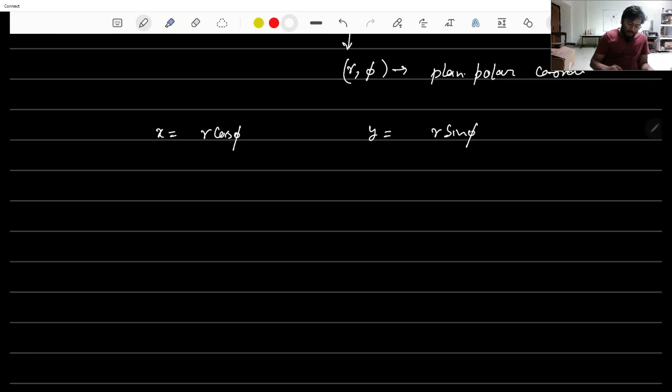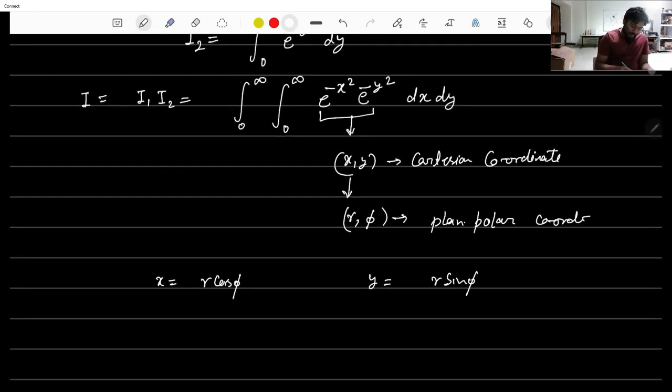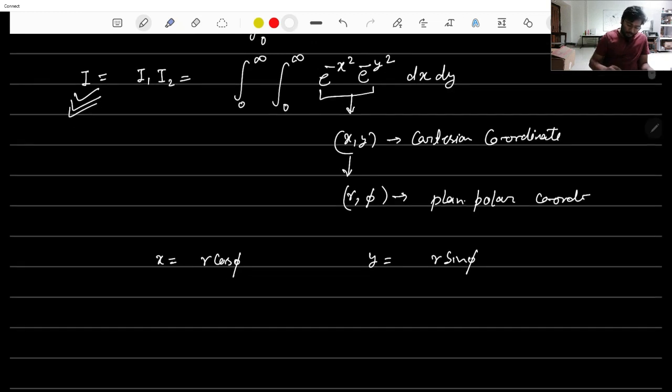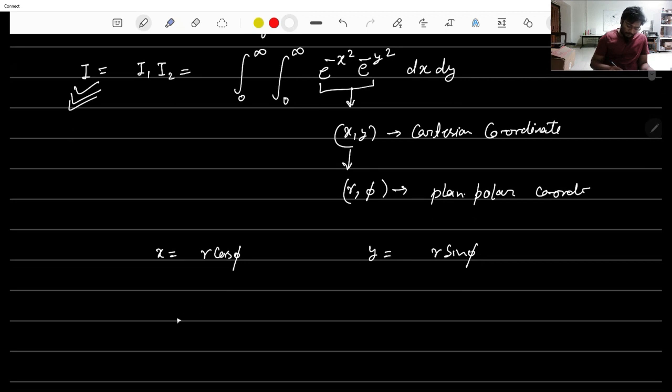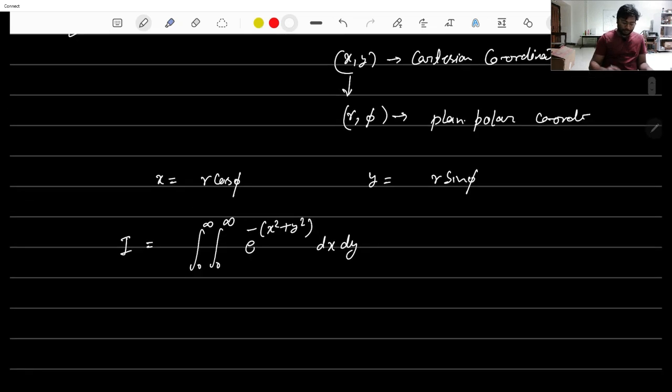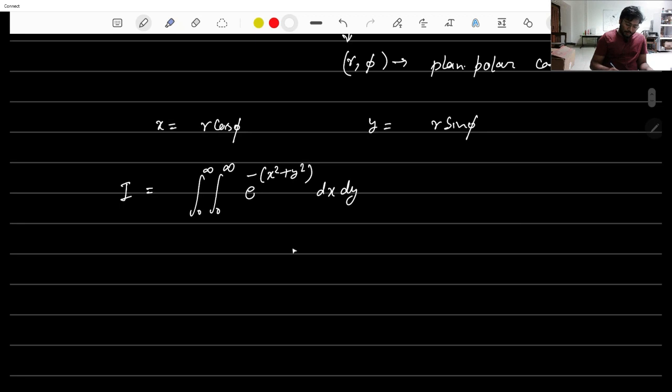Now we want to evaluate this integral, this I. So we will do a coordinate transformation. Let us write the integration again: I equals the integral from 0 to infinity of e to the power minus (x square plus y square) dx dy. Correct. If you evaluate x square plus y square, this is equal to r square using these two transformation rules. Fine. Correct.